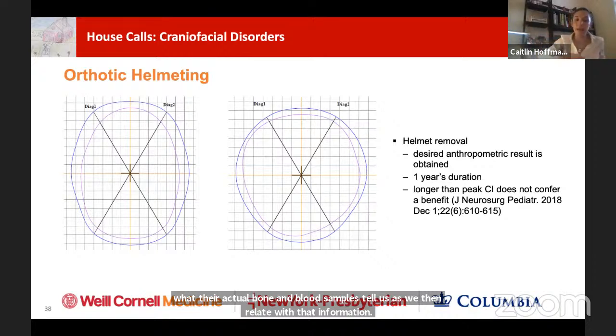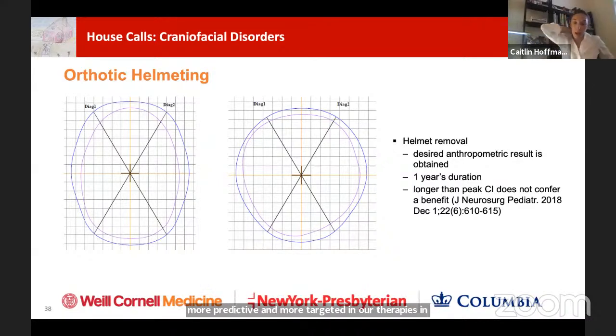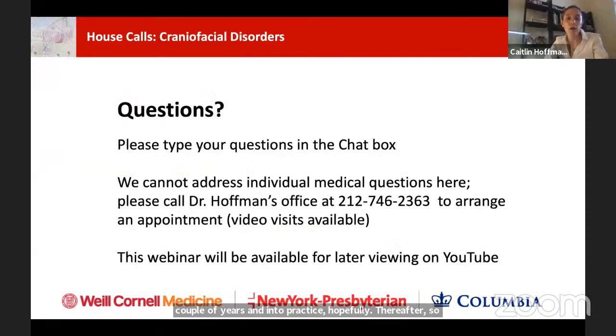You know, what does that tell us about how to start to be more predictive and more targeted in our therapies, and therefore helping families know what better to expect, and also to help gain better outcomes in the long run. So that is a study that we have been conducting over the last 5 years. It's something that you're starting to gain really wonderful and exciting results from. And I hope that we are able to put that into scientific literature in the next couple of years and into practice, hopefully thereafter. So I welcome any questions.